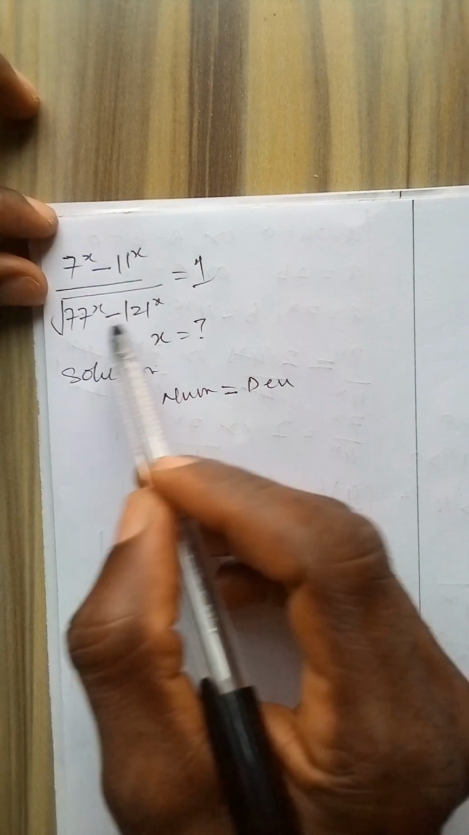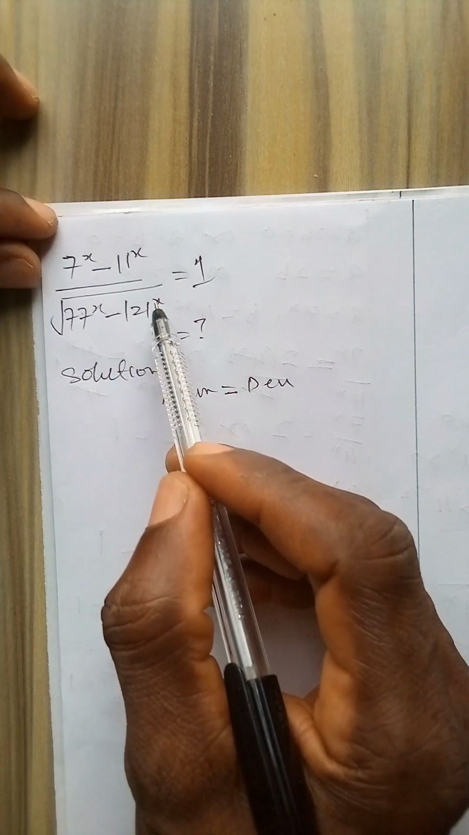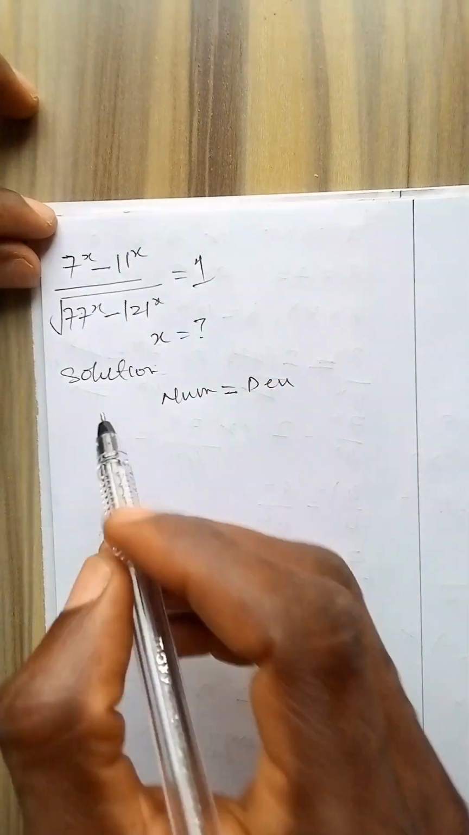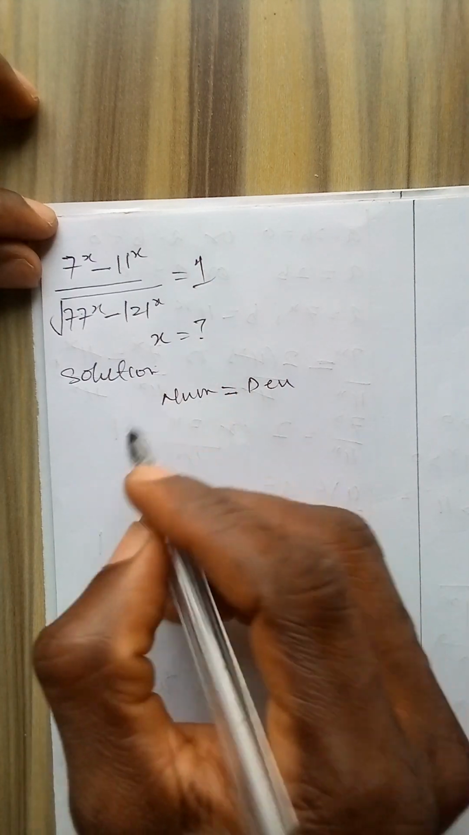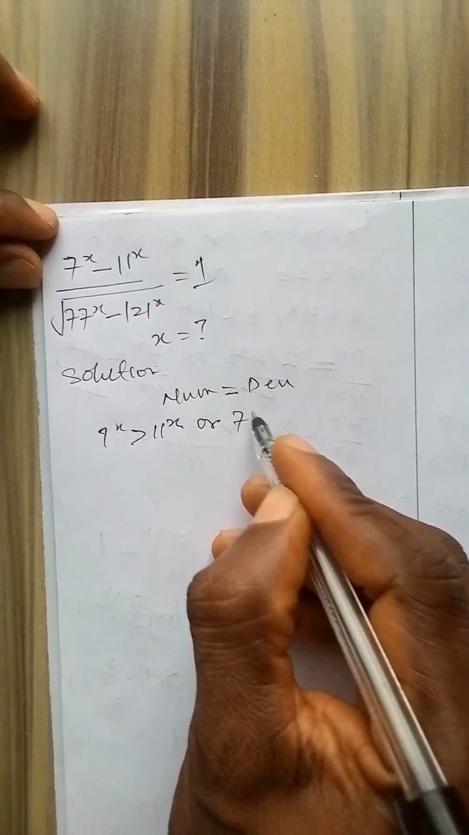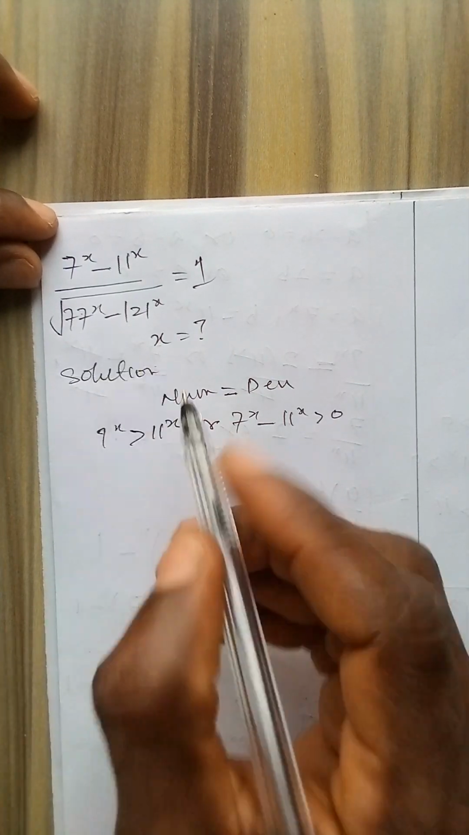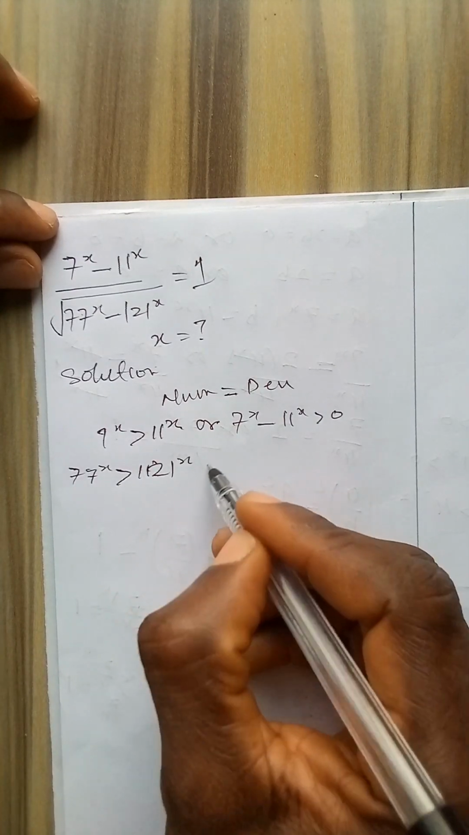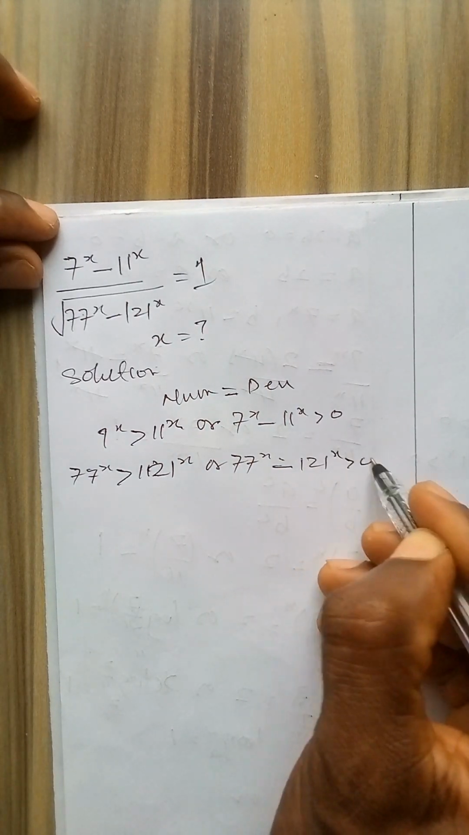However, the denominator appears as if 7^x is less than 121^x, and therefore it looks like a complex number. But when we look at it properly, the quotient, that's the result of the division, tells us that 7^x is greater than 11^x, or that 7^x - 11^x is greater than 0. The same thing can be said about the denominator: 77^x is greater than 121^x, or that 77^x - 121^x is greater than 0.